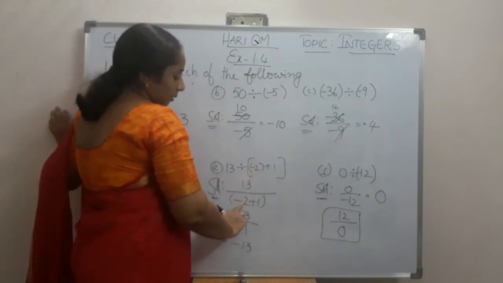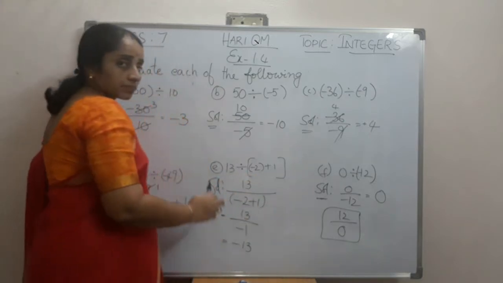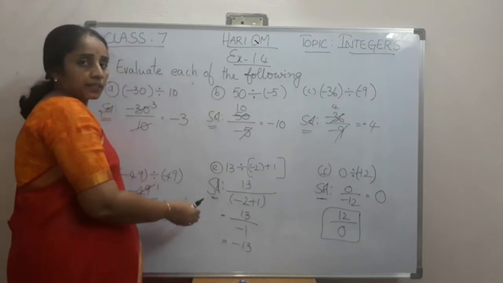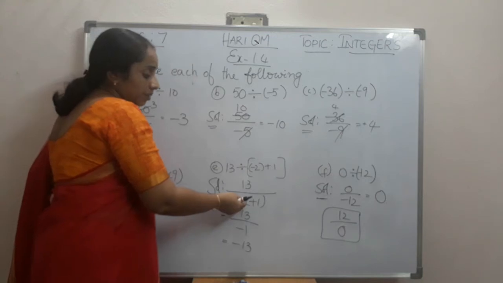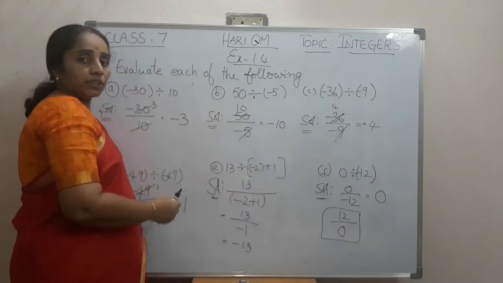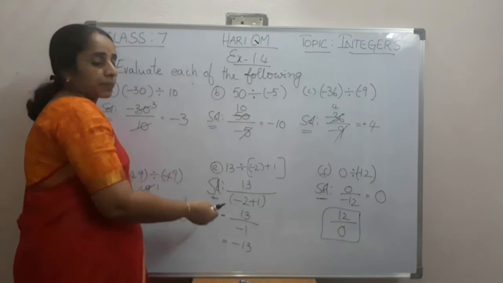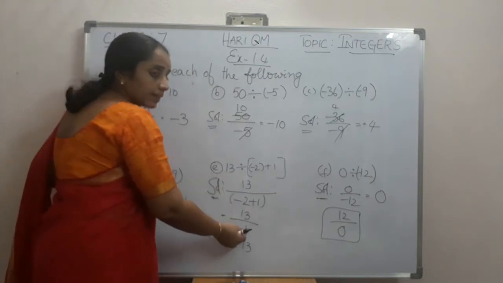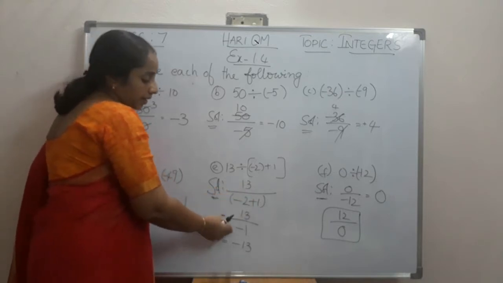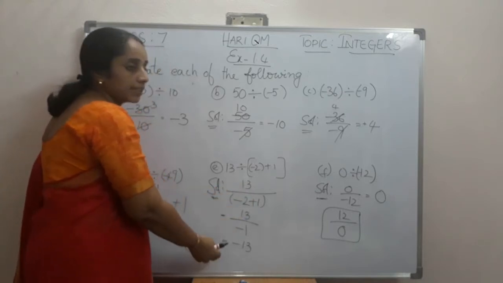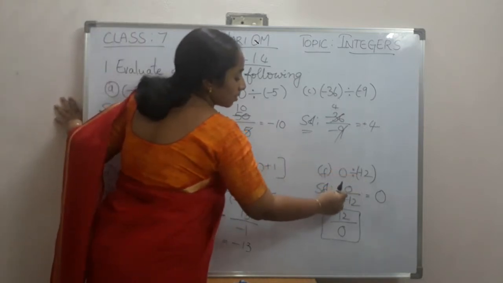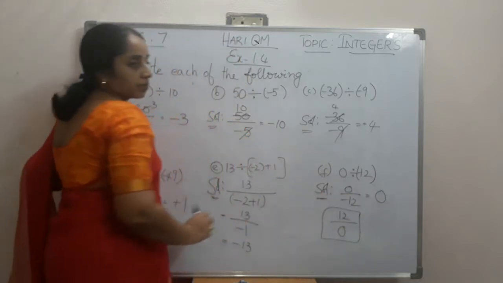Next one is minus 2 plus 1. Here we are doing subtraction. Why? Because one has a negative sign, the other has a positive sign. If two different signs, we have to subtract. So by subtraction you will get 1. The greater one is 2, its sign is minus, so it is minus 1. 13 by minus 1 is minus 13. 0 divided by minus 12, 0 by minus 12 is 0 only.